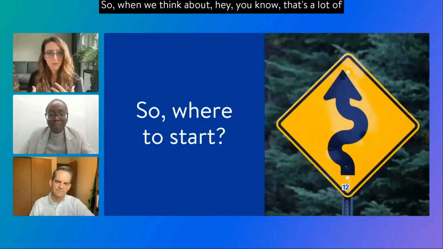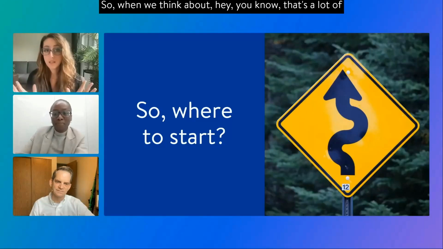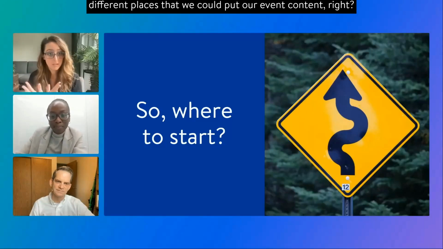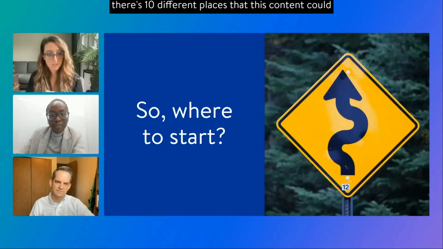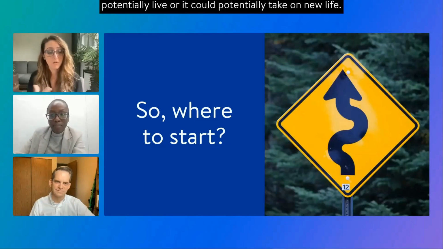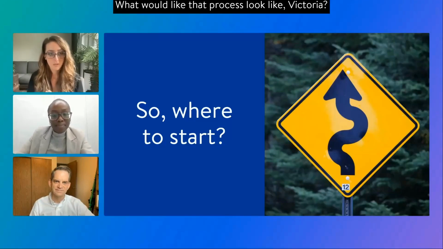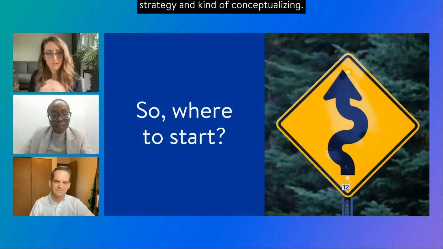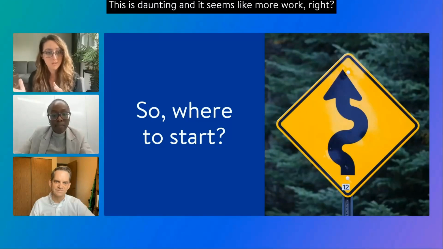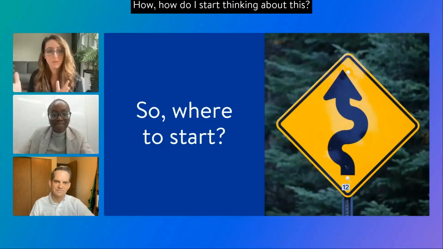So when we think about that, there are a lot of different places that we could put our event content, right? We looked at that wheel and spoke, and there are 10 different places this content could potentially live, or take on new life. But how do we get started? What would that process look like, Victoria, when you're building out your strategy and conceptualizing? This is daunting and it seems like more work, right? How do I start thinking about this?